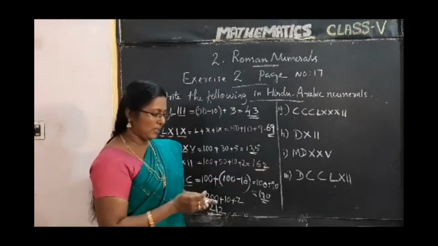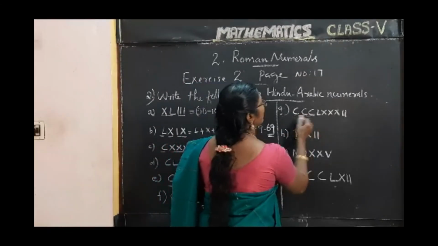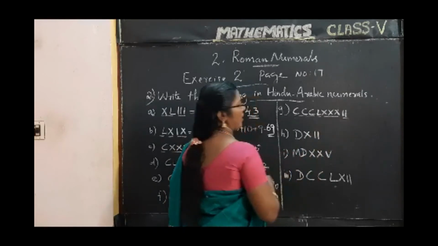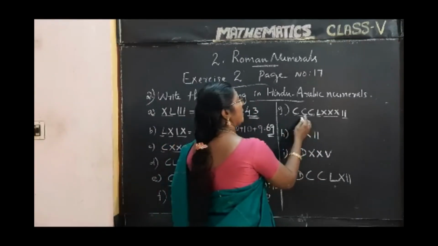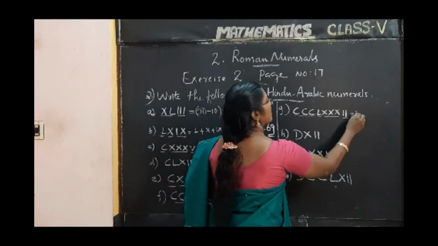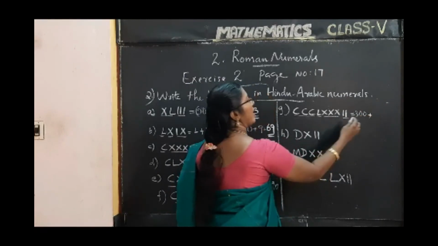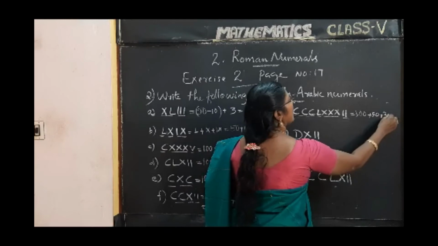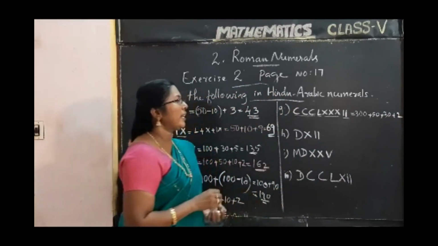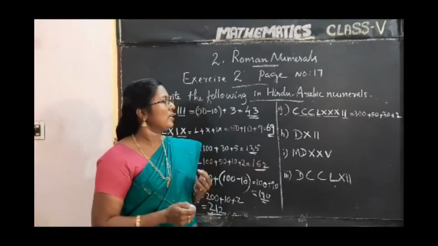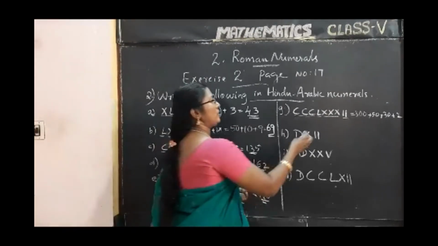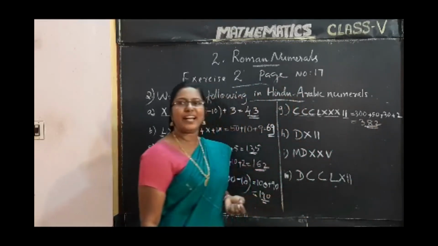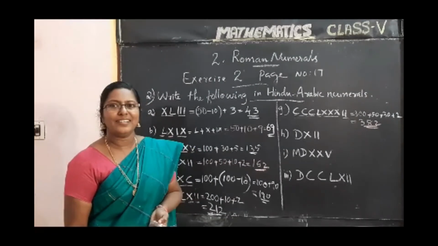Then how will you group these symbols? Here the smaller is on the right side, so we can group this way. Okay. Here 3C. 3C makes 300 plus L 50 plus 30 plus 2. Okay. 300 plus 50 plus 30 plus 2, 382. Okay, clear? Is it clear?